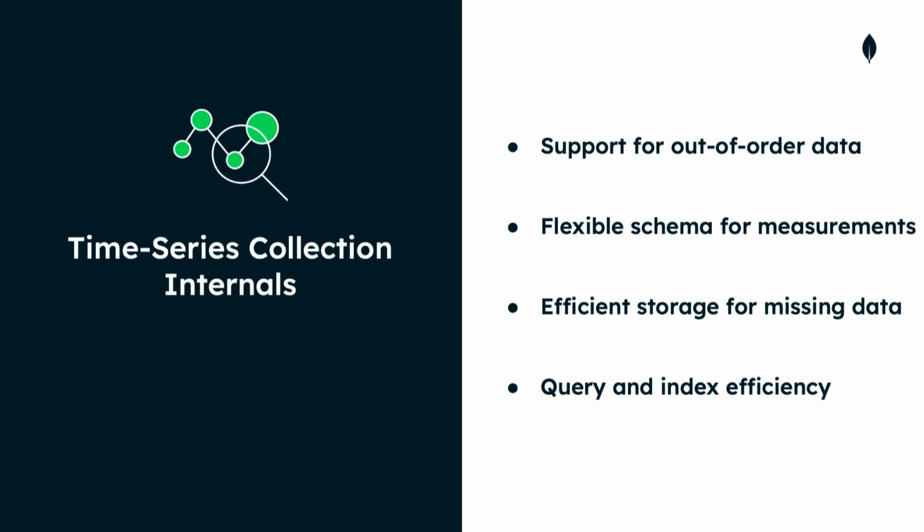So to summarize, time series collections support out-of-order data. We can use flexible schemas for the measurements. It doesn't only have to be simple values, it can be arrays, objects. You have efficient storage for missing data because we don't store values that are missing. And that enables us to have efficient queries and also efficient indexes.